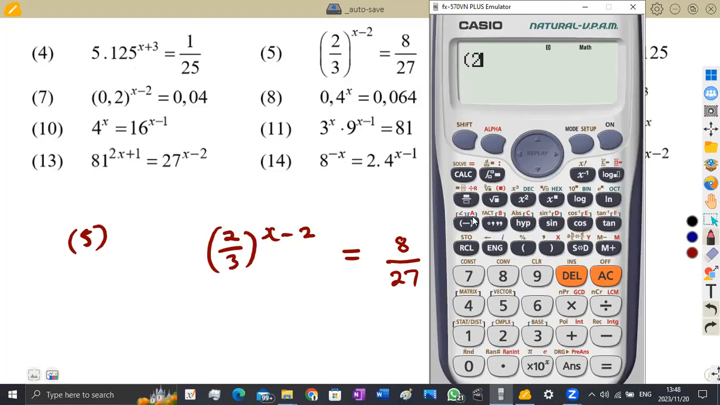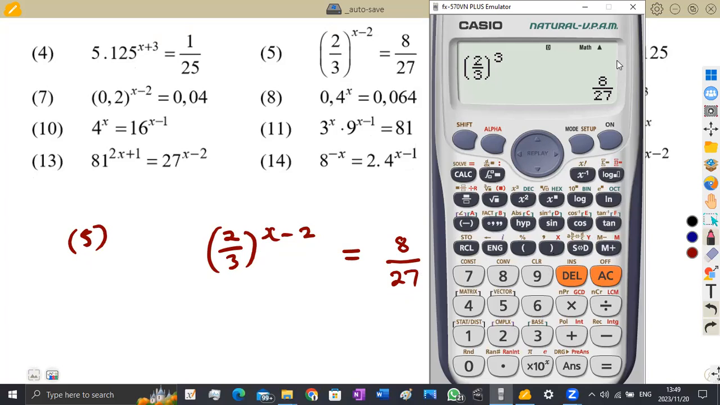So just open your bracket, 2 over 3 like this, because it's already in simplest form, this one. So you test it to the exponent of 2. What do I get? That's 4 over 9, not 8 over 27. So I move on, I get back here. I just have to change this time to 3. That's 8 over 27.